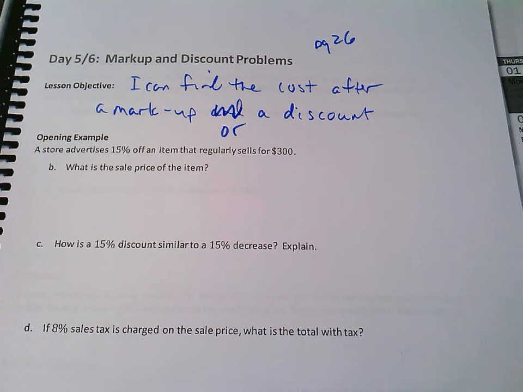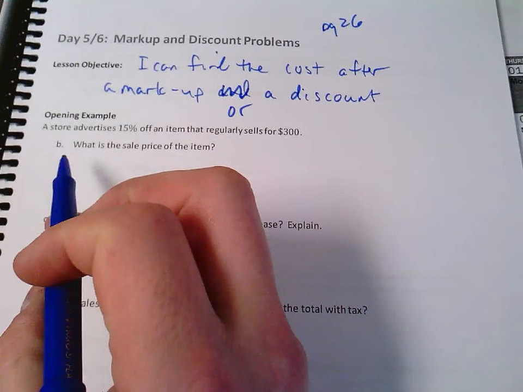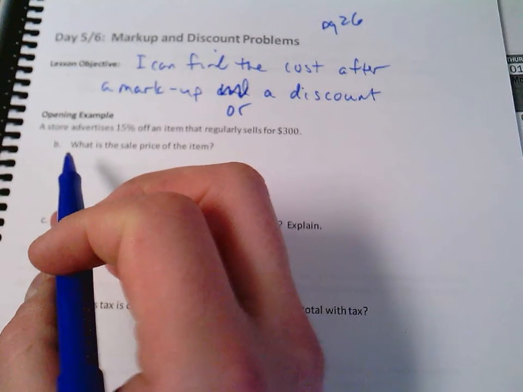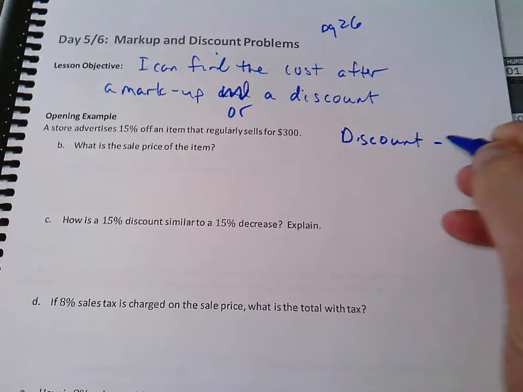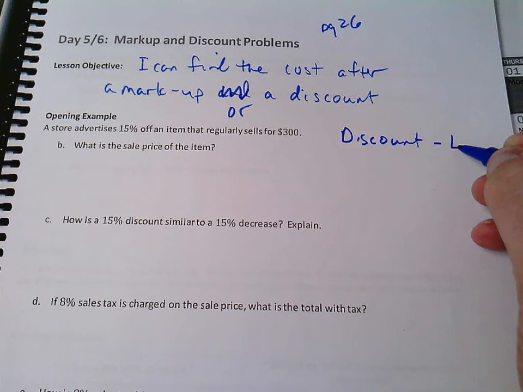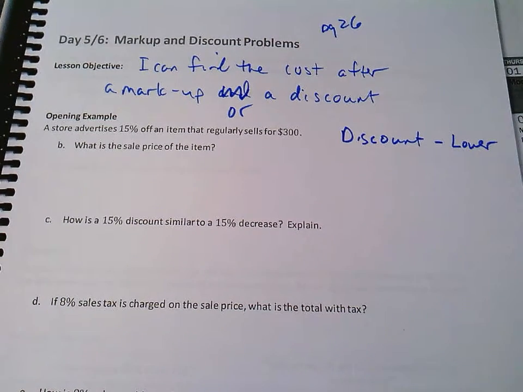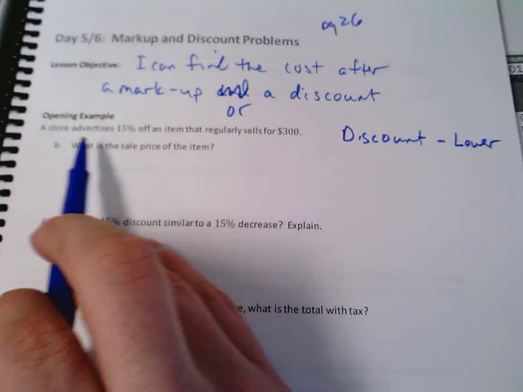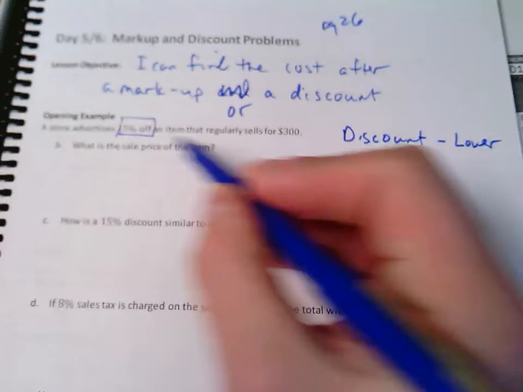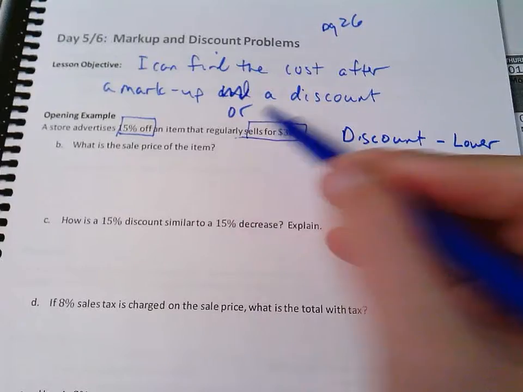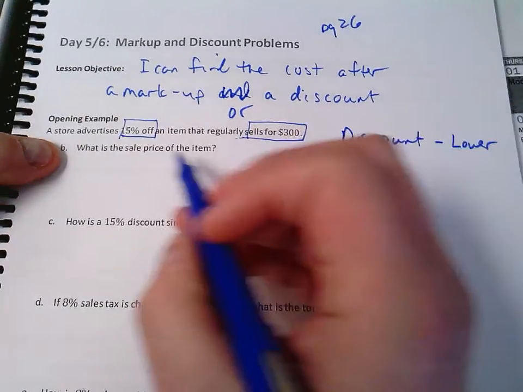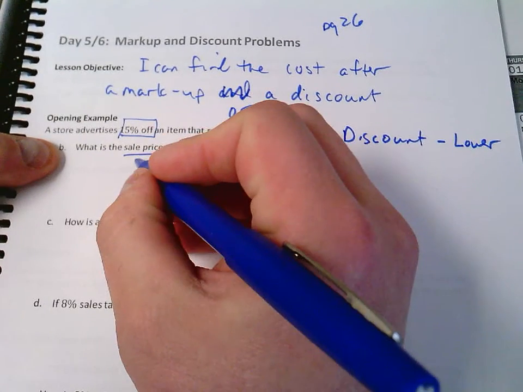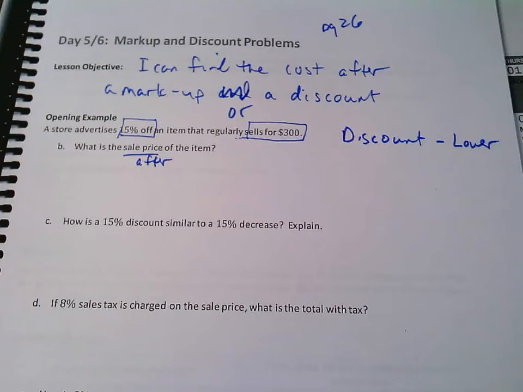So I have two examples that are going to go through this. The first one is going to be an example of a discount. A discount is going to lower the cost of something. So a store advertises 15% off of an item that regularly sells for $300. Okay, so what we're going to do is determine the sale price. The sale price is after the discount. That's what you're actually going to buy the item for.